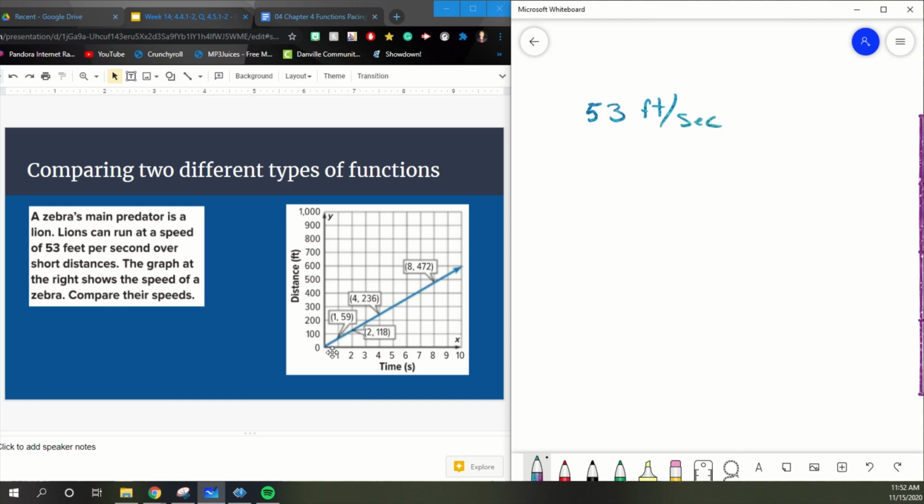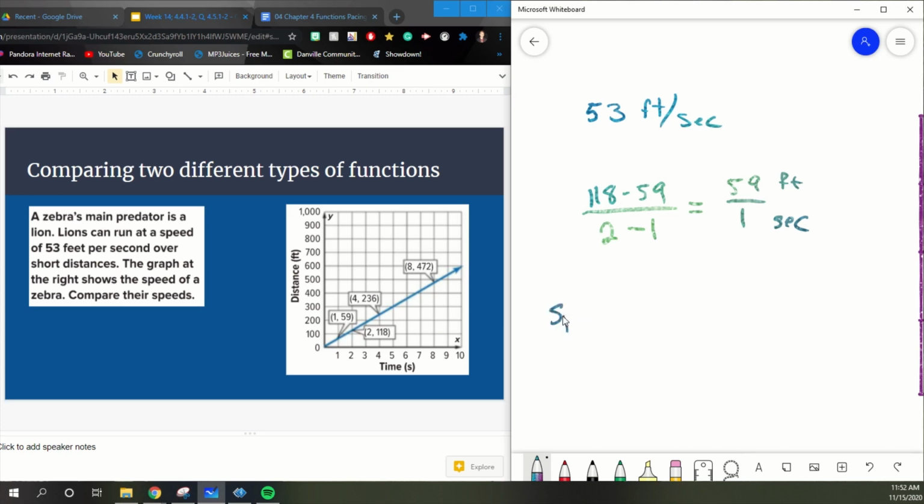So we can find the rate of change of the zebra. Let's choose 2 points on the line and find our rate of change between them, because we can find it by finding the slope. So I'll do 118 minus 59 all over 2 minus 1. That will give me 59 over 1, or 59 feet per second. So when it says compare them, you can say that the zebra can travel at a rate of 59 feet per second. Since 59 is greater than 53, the speed of the zebra is greater than the speed of the lion.